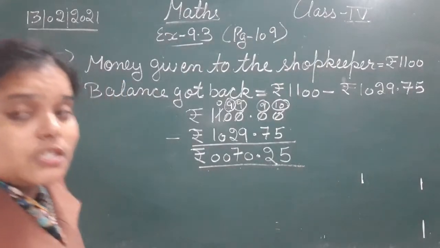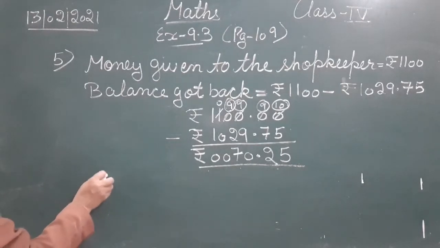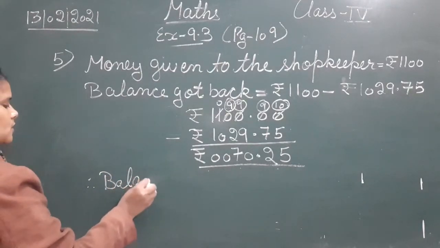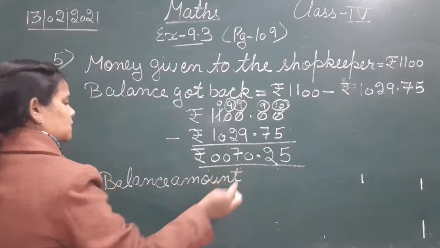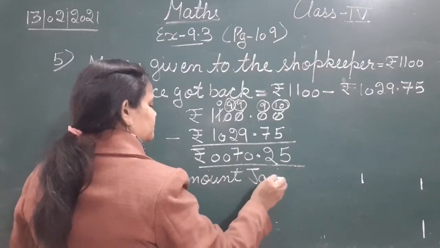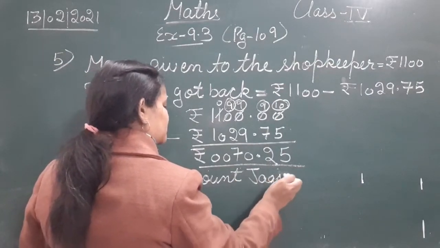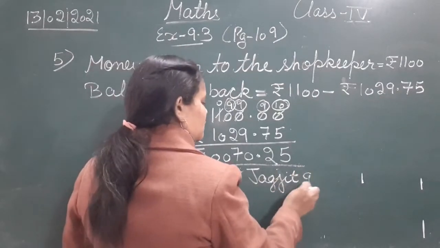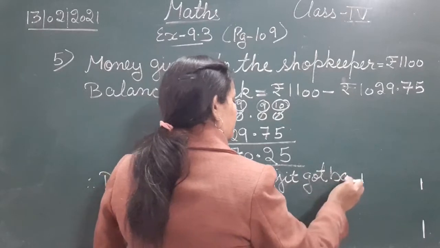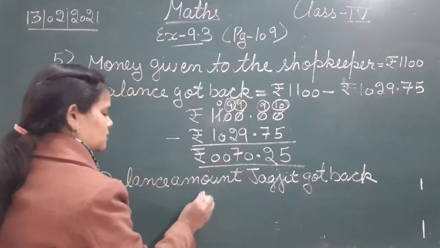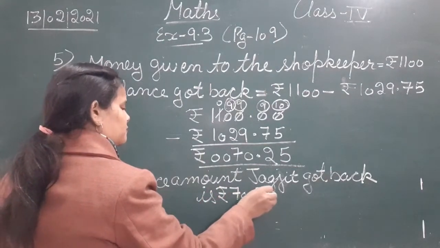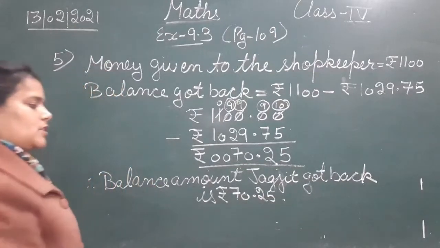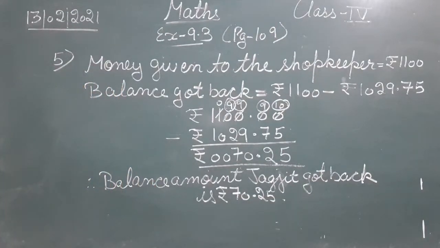Therefore, the balance amount Jagjit got back is 70 rupees and 25 paise. That is 70 rupees and 25 paise. So this is the balance amount that Jagjit will get back from the shopkeeper.